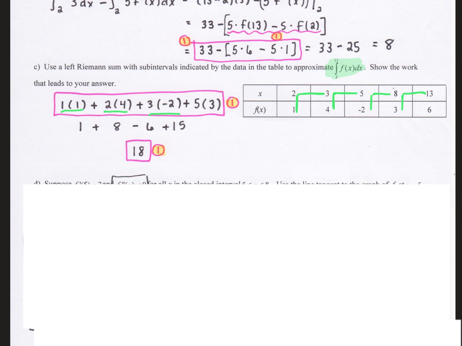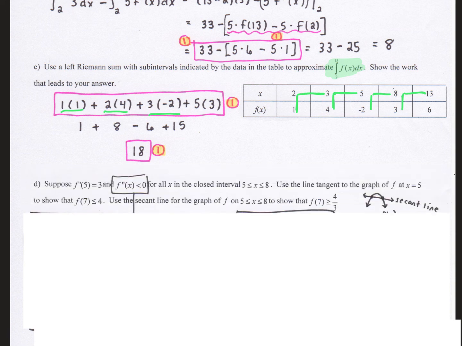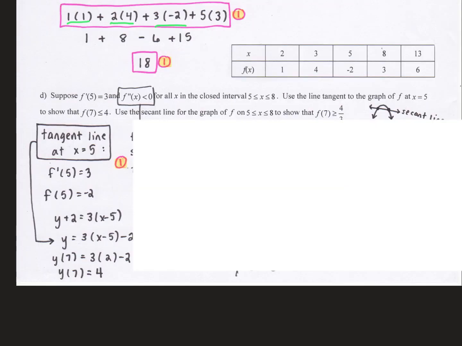In part D, I'm given that f prime of 5 equals 3, that f double prime is less than 0, and the next sentence wants me to use the line tangent to the graph of f at x equals 5 to show f of 7 is less than or equal to 4. If I'm going to use the tangent line, the first thing I'm going to do is write what that tangent line is. To write my tangent line equation, I need my point and my slope. F of 5 is negative 2, that's my point. F prime is given as 3, that's my slope. From that, I can write my equation, which is right here.